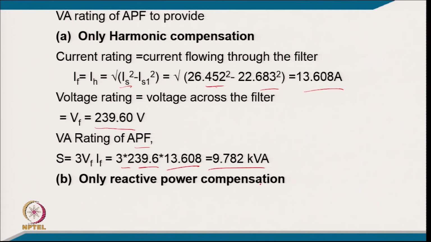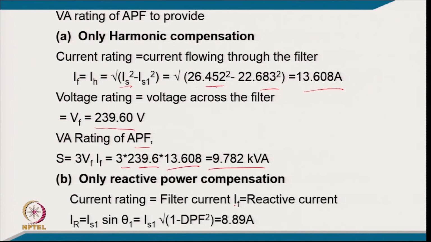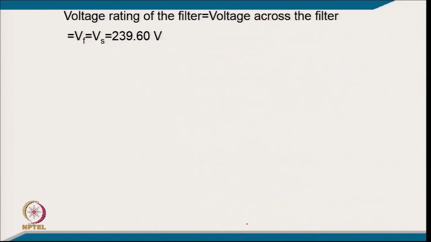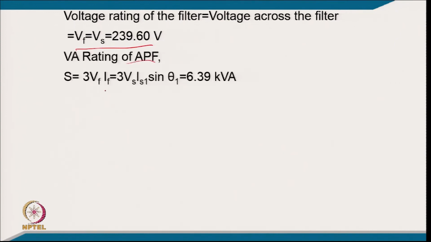And if you want only reactive power compensation, the current rating of the filter will be the reactive current, that is IR equal to IS1, typically the reactive current equal to sin theta 1 and the IS1 under root 1 minus DPF square. So, it comes 8.89 ampere, and the voltage, because it is connected in shunt, is the same as the PCC voltage, that is Vf equal to Vs, that is 239.6 volt, and VA rating of the active filter will be 3 Vf IF. So, putting the value, this is the reactive current which has to be given by the shunt active filter, it comes 6.39 kVA.